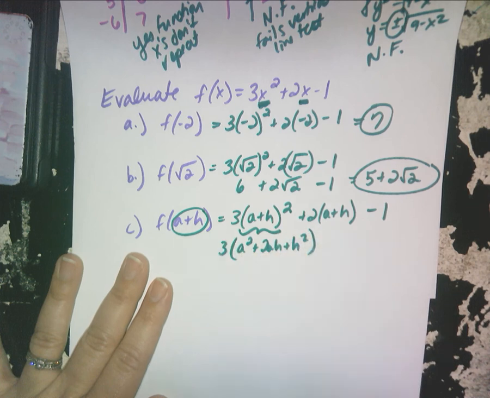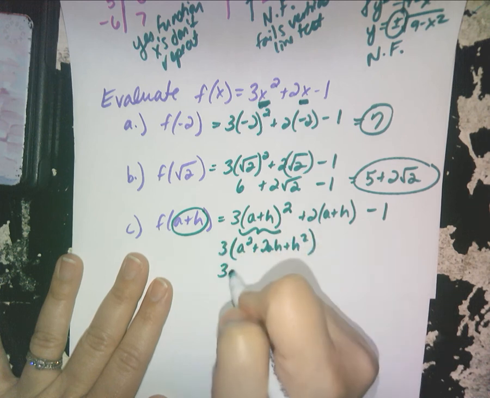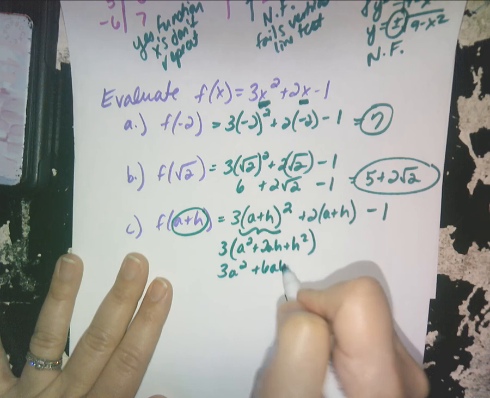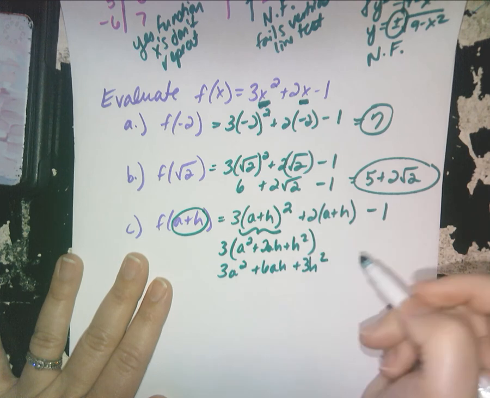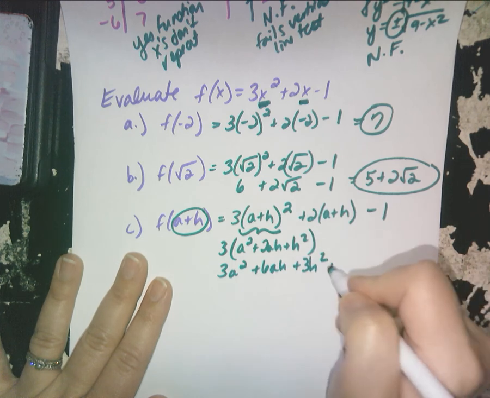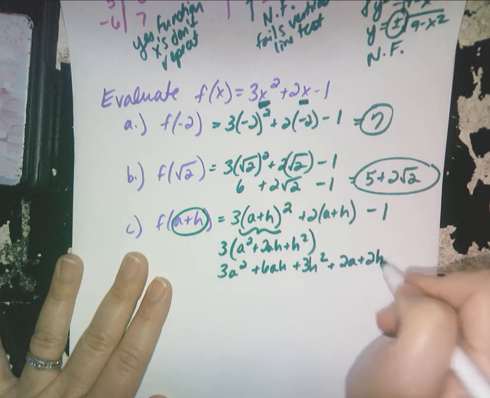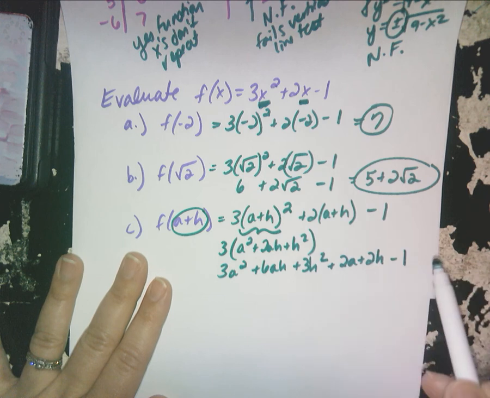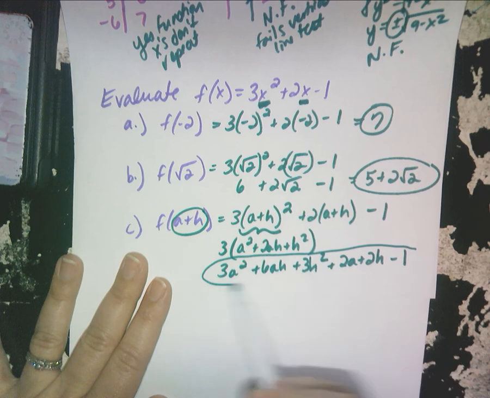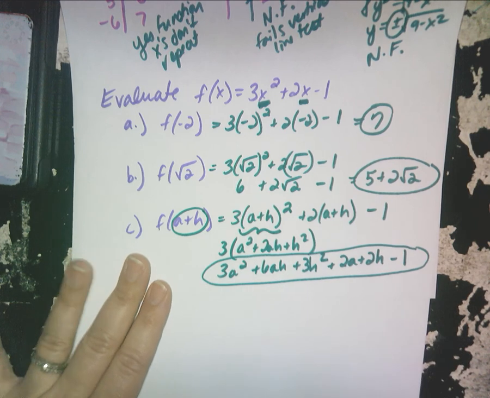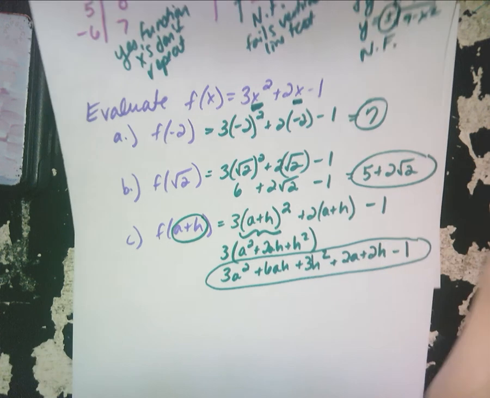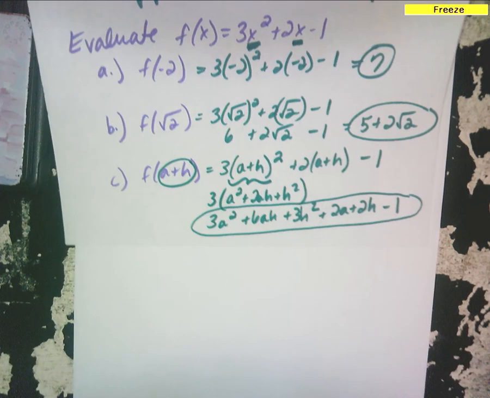Then I'm going to multiply by 3. So that's 3a squared plus 6ah plus 3h squared. And then you just do the rest. Plus 2a plus 2h and then minus 1. Can I combine anything? No, right? We're about to head into that, and that's going to be a fun one. Okay. Can you handle that? Of course you can. I'll pause that for a minute.